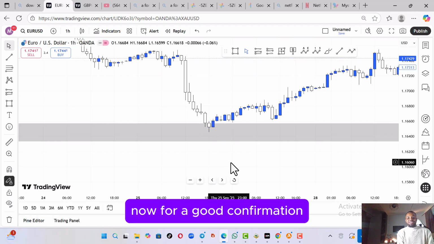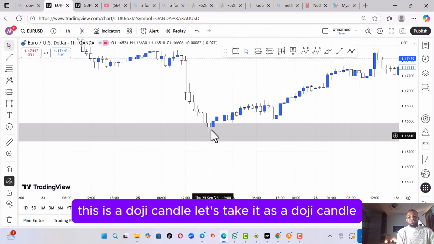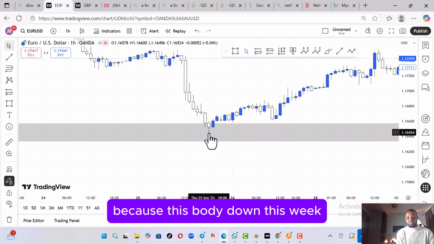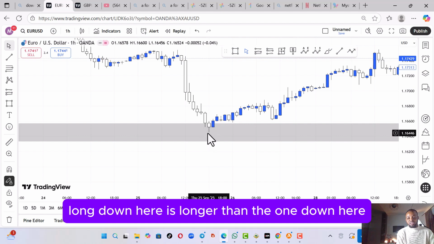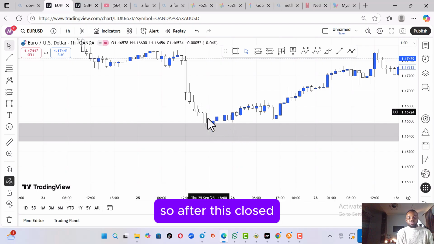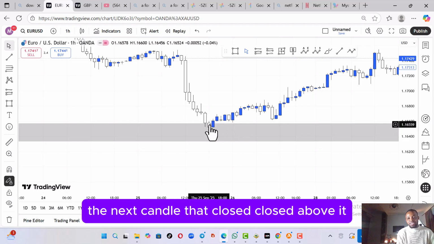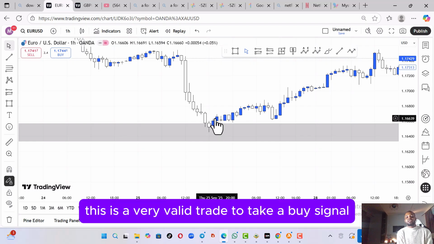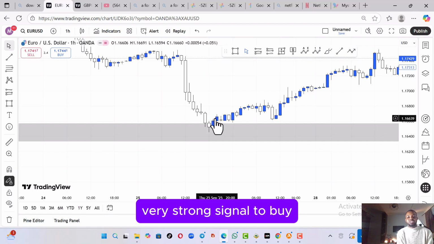Alright. Now, for a good confirmation, this is a doji candle. Let's take it as a doji candle, although this is not really a doji candle because this wick down here is longer than the one up here. So after this closed, the next candle closed above it. Trust me, this is a very valid trade to take, a buy signal, a very strong signal to buy.